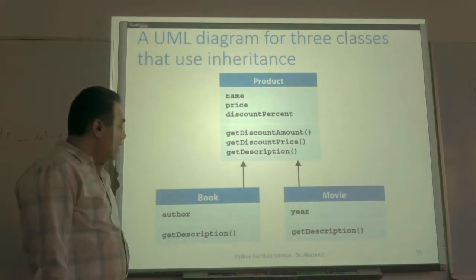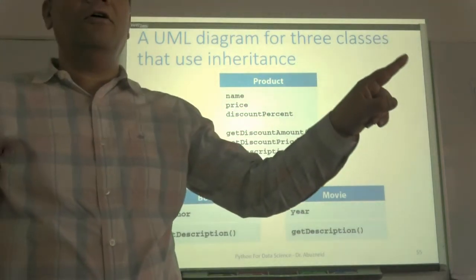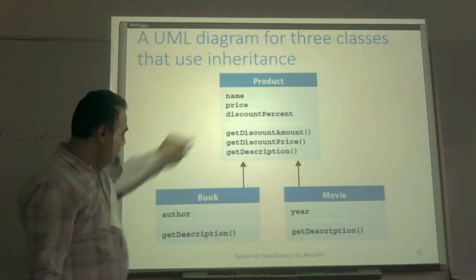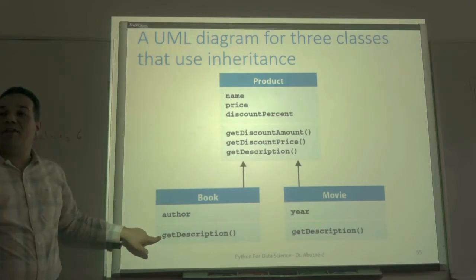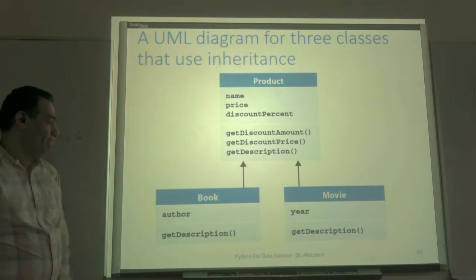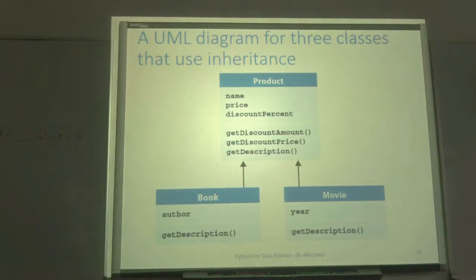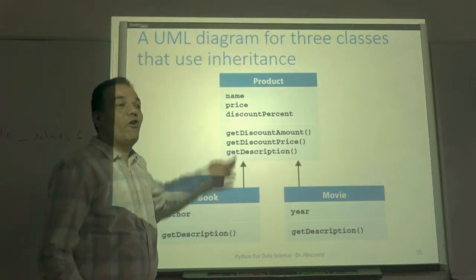All right. How many attributes does the book have? 4. Who said 4? Excellent, because it inherited the 3 plus the author, right? And how many methods does it have? 4. No, 3. It has 3, guys. Why does it have 3? One's overridden. Because the last one in here, get description, is also in here, so we are only overriding it.